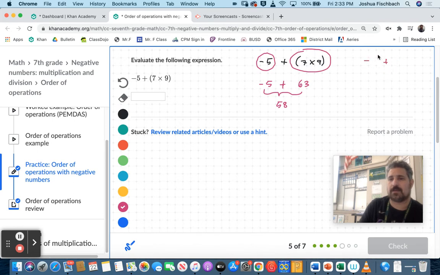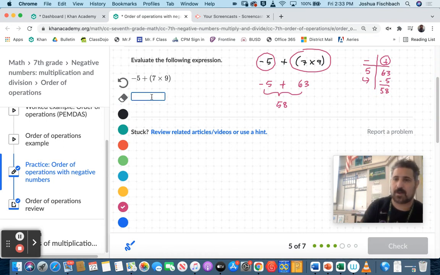Remember, what I like to think about is a little scoreboard there. So I think 5 on the negative side, 63 on the positive side. Who's going to win? Positive. By how much? Take away the losing side. And it's positive 58. Either way, however you think about it, you're going to get positive 58 when you combine those two values. So positive 58.